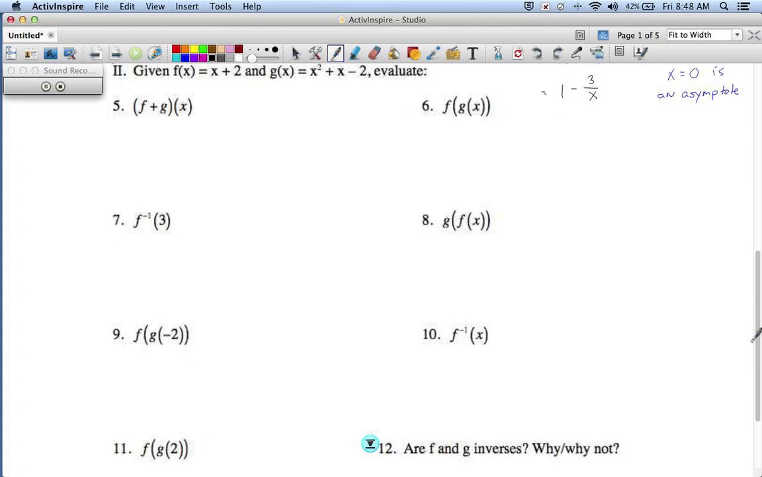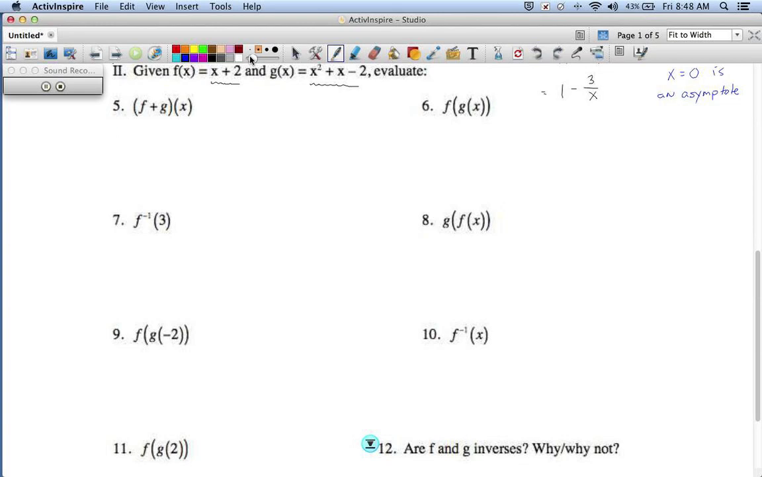So let's look at these problems here, 5 through 12. They should go pretty quick. We're given a linear function, f of x, and a quadratic function, g of x, and we're asked to do some compositions with these guys. So f plus g, that's simply adding them together. So x, well, that's a little thicker than I wanted.